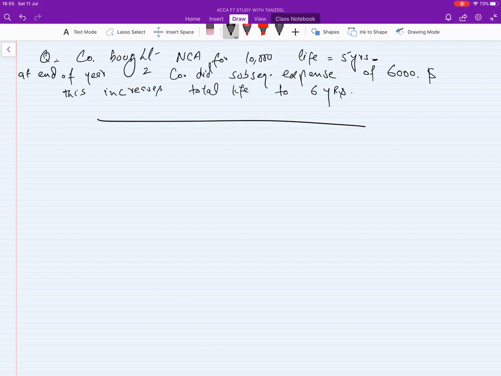This increases the life of the asset to 6 years. Previously it was 5 years, now it is 6 years, 1 year extra. It means this is an economic benefit you got because of this expense. The life has been increased, so you can capitalize this.